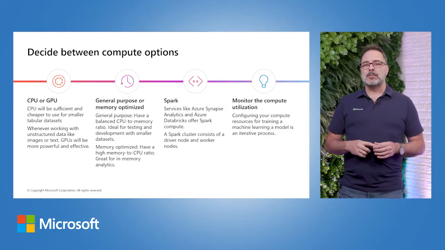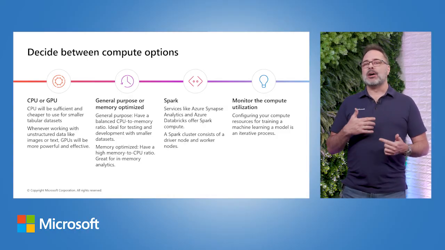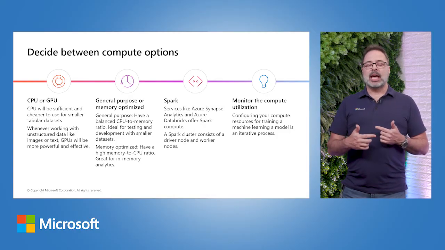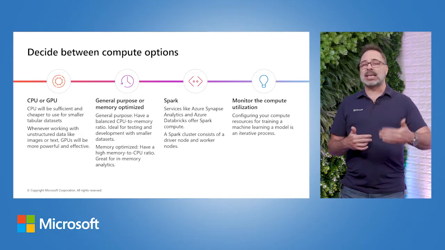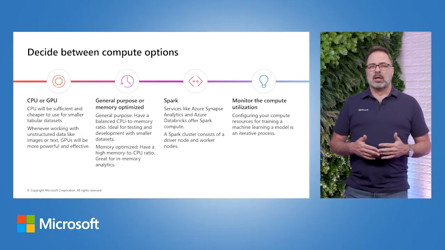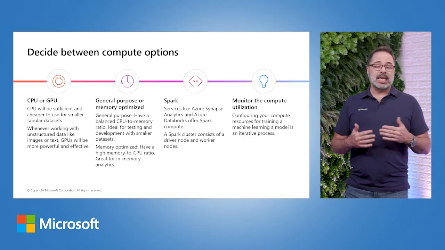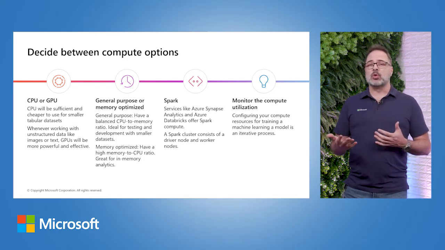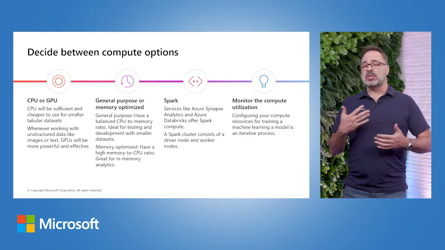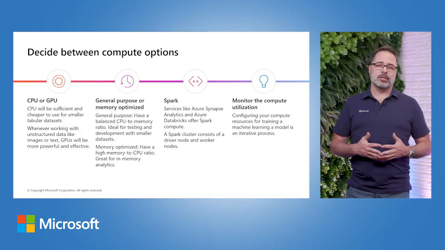Every time you train a model, you should monitor how long it takes to train the model and how much compute is used to execute your code. I would suggest that you occasionally test these different options over time to check to see if you still have the most optimal configuration.